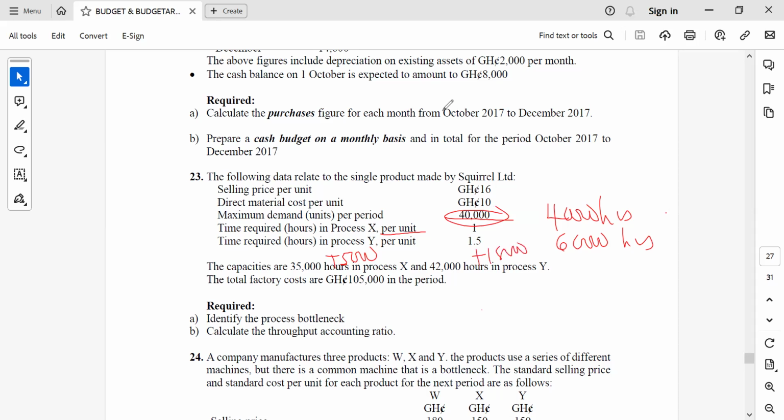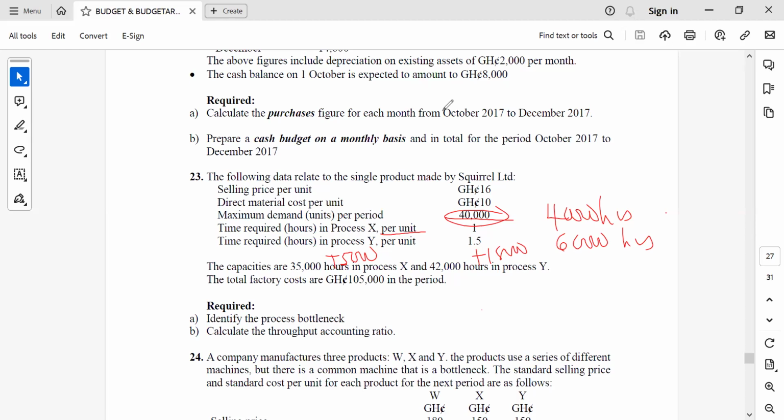The question is, sometimes they can ask you how many units will be produced. In this case, which process will the production capacity be based on? Process Y. If you are using process Y, the available hours will be 42,000. So process Y is 1.5 hours per unit. Okay, it will be based on process Y.